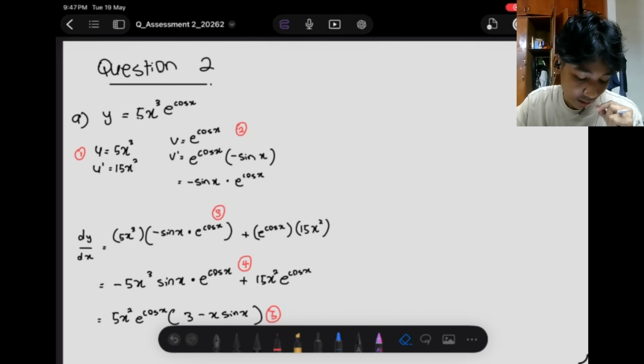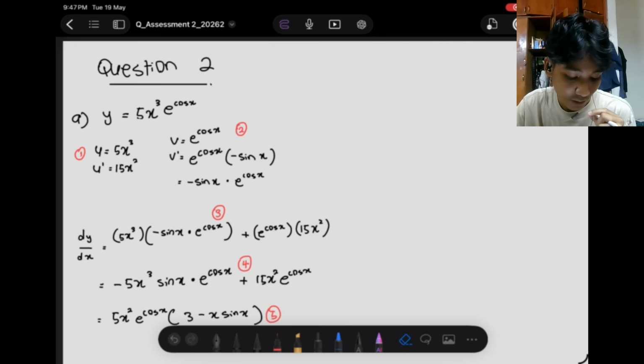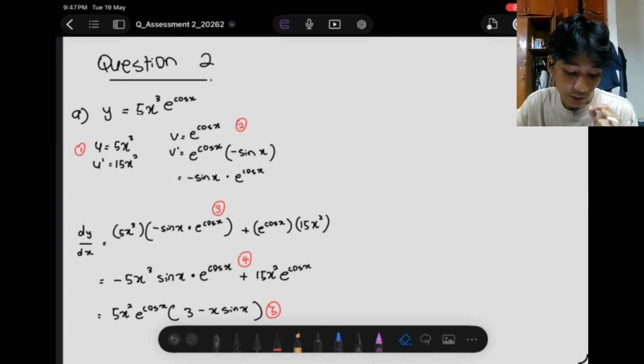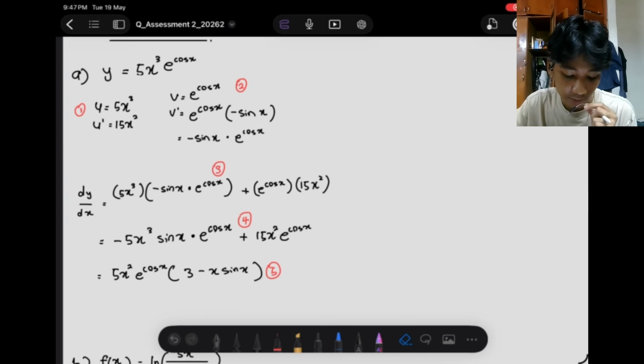So for question A, the question asks to differentiate y equals 5x cubed e power of cos x. I separate it into 5 steps. In the first and second steps, we define u and v as 5x cubed and e power of cos x. We differentiate both u and v, becoming u prime equals 15x squared and v prime becoming negative sin x times e power of cos x. I use the chain rule to differentiate v.